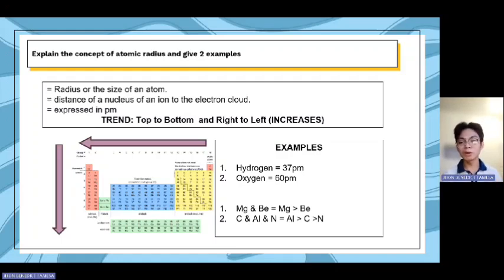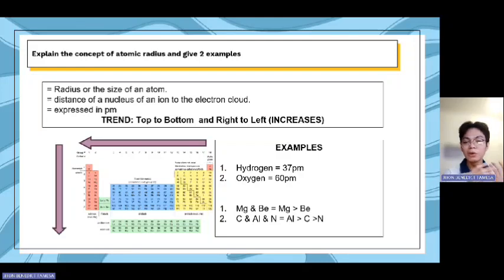So yung hydrogen po, may atomic radius siya na 37 picometer. Then the oxygen has a 60 picometer atomic radius. And here are some other examples po on how to compare atoms or elements rather from one another with respect to the concept of atomic radius.